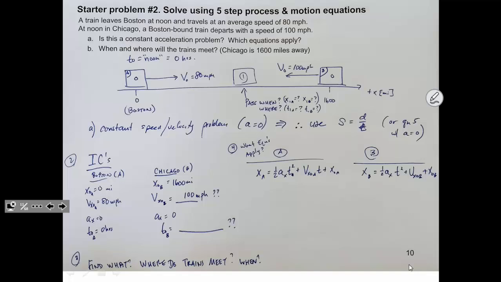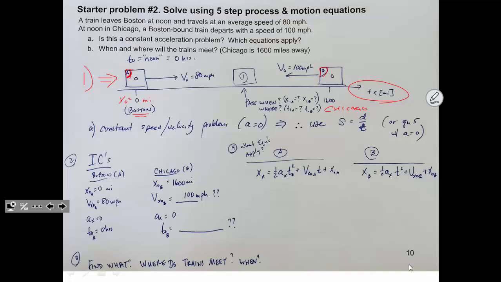And the first step of the 5-step process is to draw a diagram. And you'll notice on the diagram, I have an x-axis and I've labeled it. And what I've done is I've drawn my 2 objects in here, train A and train B, at their initial points. Train A starts out in Boston, train B starts in Chicago. And at time 0, this one's initial position is 0 miles, and this one starts out over at 1,600 miles.